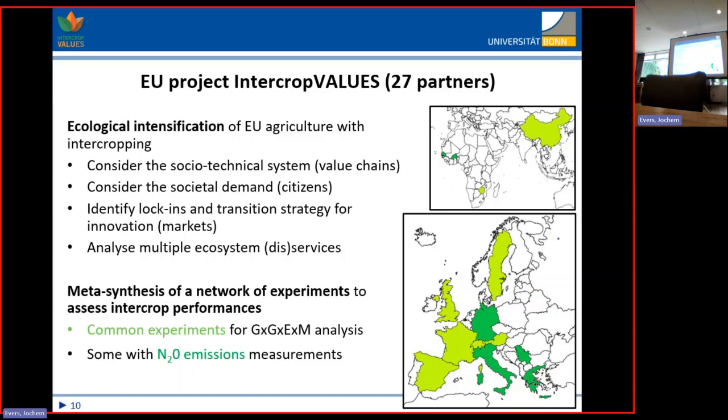And some of them also measure the laughing gas emissions, or nitrous oxide emissions, which is a very strong greenhouse gas. And those countries are marked in this darkish green. This is a disservice, obviously. No?